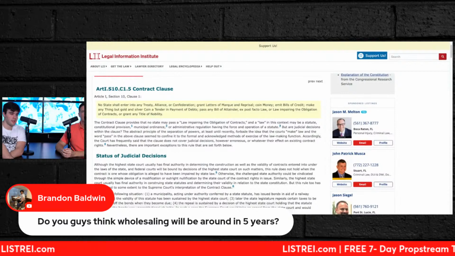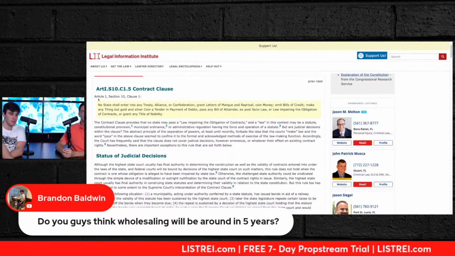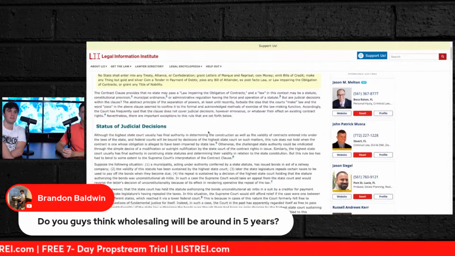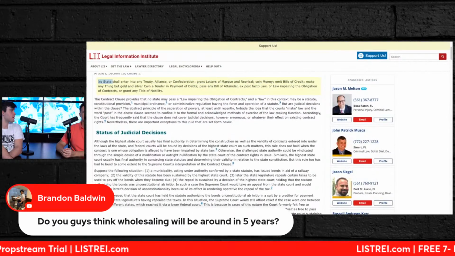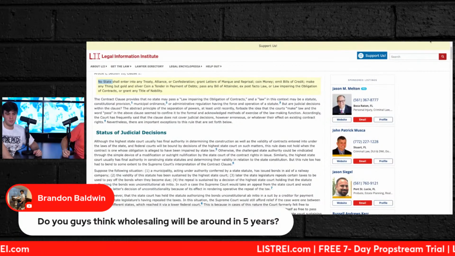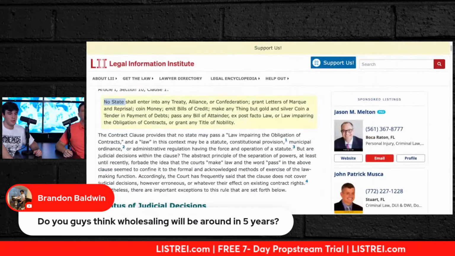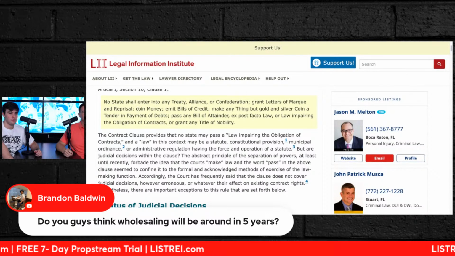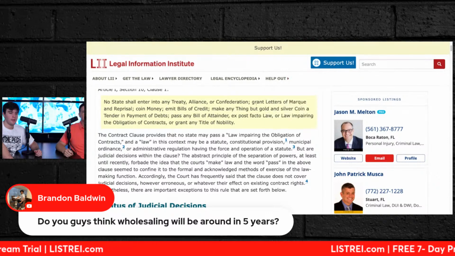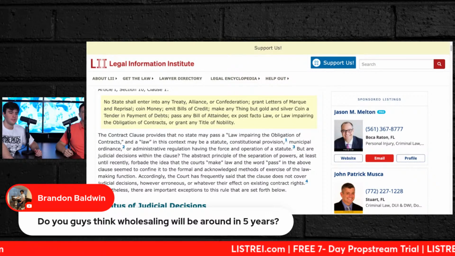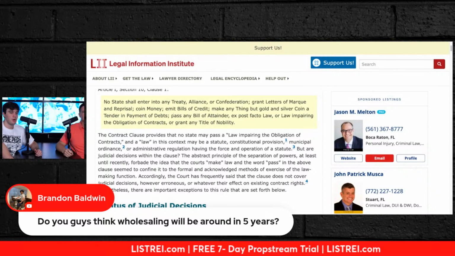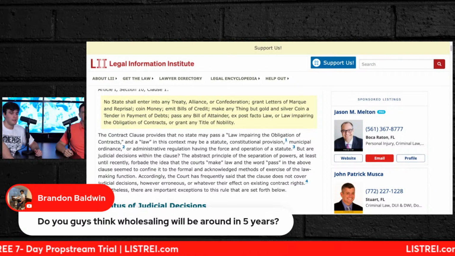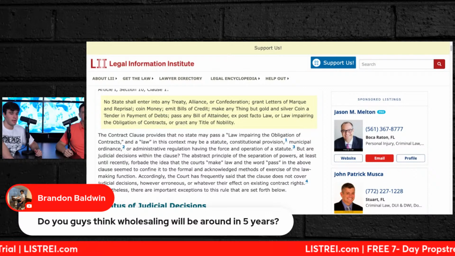Article 1, Section 10, Clause 1 of the Constitution clearly states, no state, okay? This is the federal government. Let's make this bigger for everyone to understand why wholesaling is not going to be illegal, okay? No state shall enter into any treaty, alliance, confederation, grant letters of marque or reprisal, coin money, emit bills of credit, or make anything but gold and silver coin a tender in payment of debts, pass any bill of attainder, ex post facto law, or law impairing the obligation of contracts, or grant any title of nobility. So no state is allowed to pass a bill or a law impairing the obligation of contracts.